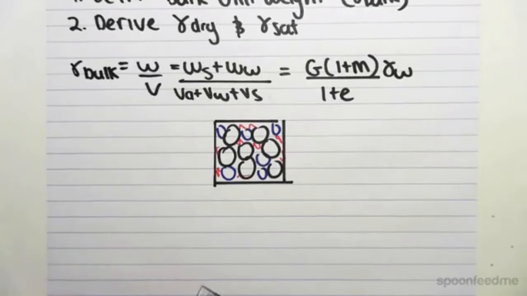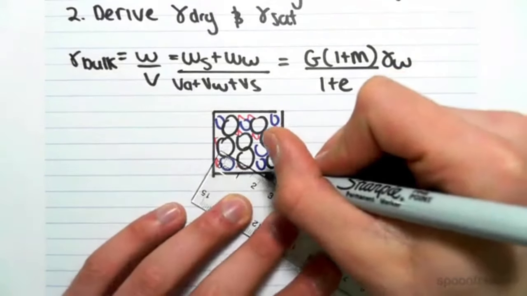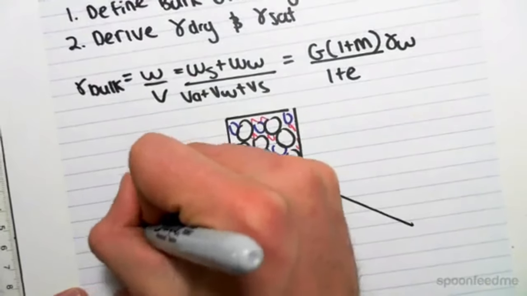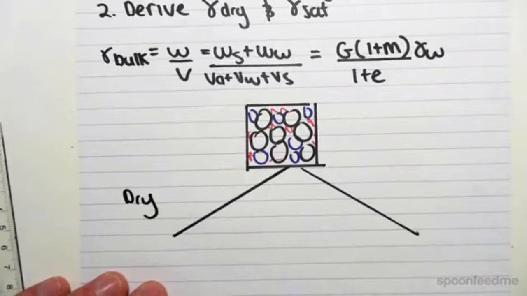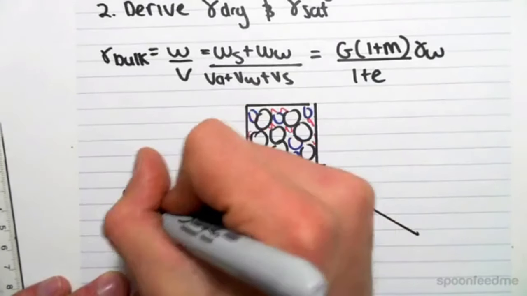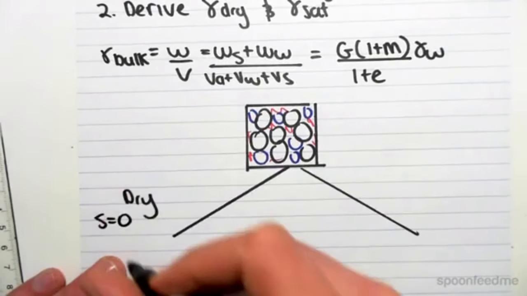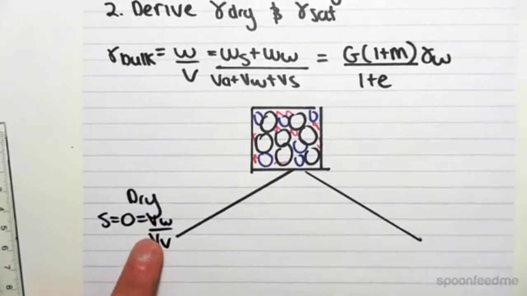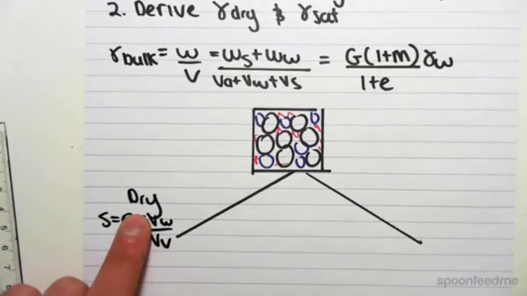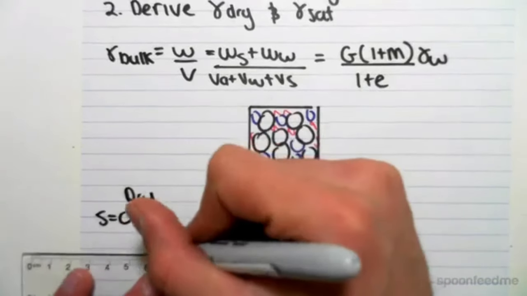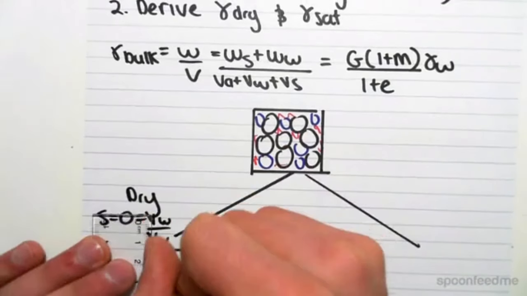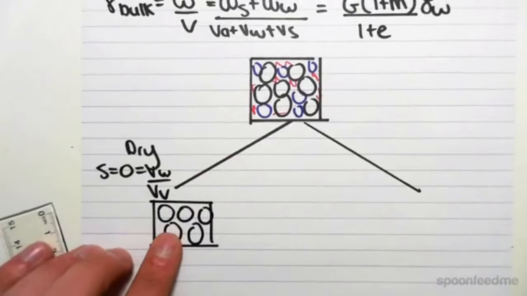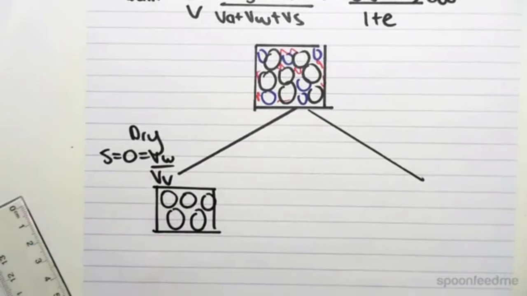If we now look at a fully dry sample, we can say our sample is fully dry when its saturation is equal to 0, which is the volume of water on the volume of voids. In other words, there's no water in our sample, it's completely dry. Graphically we could draw it like this: just a sample with solid particles, with no water in it.